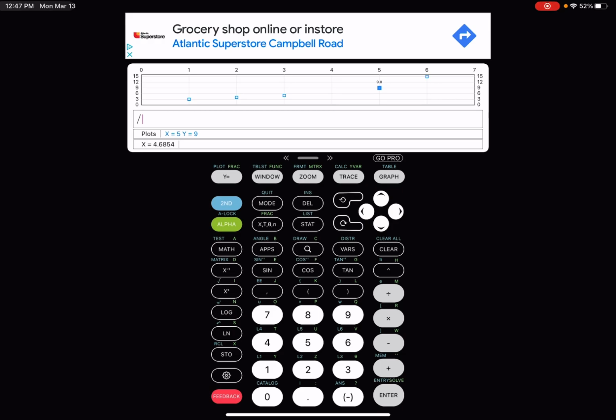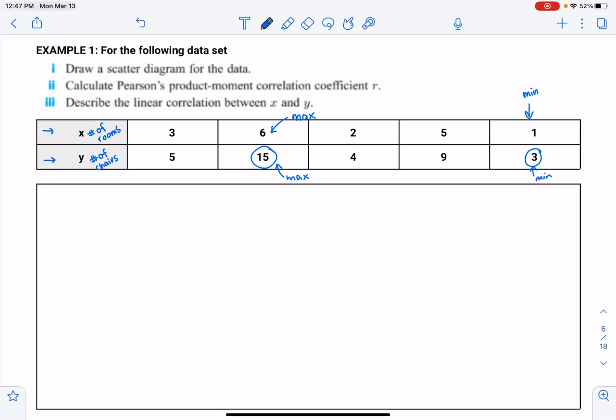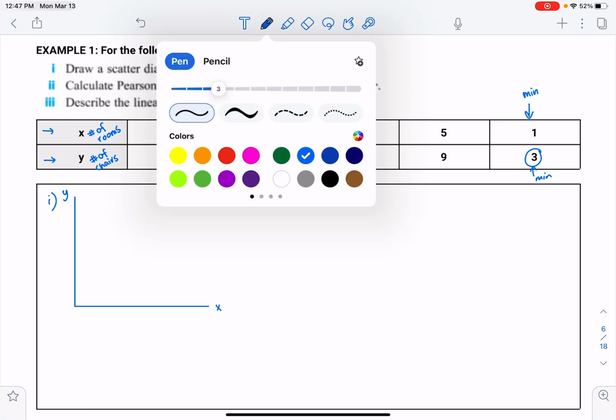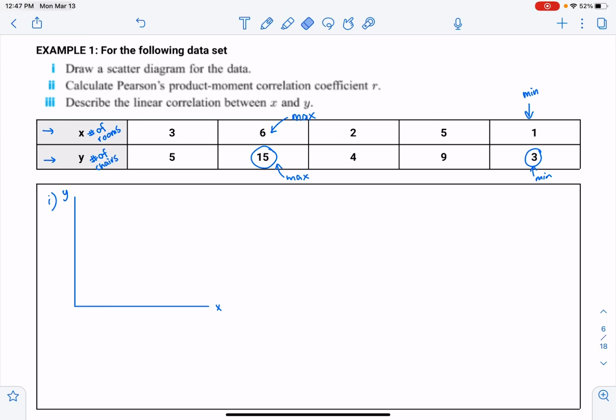This question is asking us to draw a scatter diagram. So we're going to draw a quick sketch of what we see here. So we have our y-axis and our x-axis, which we are going to label. There's y and there's x. And we need to put each of our coordinate points on here. So just like we had on our calculator, we're going to set our x min, x max, and y min and y max. We're setting our own window here. So our x max we decided was going to be 7. And our y max we decided was going to be 16.